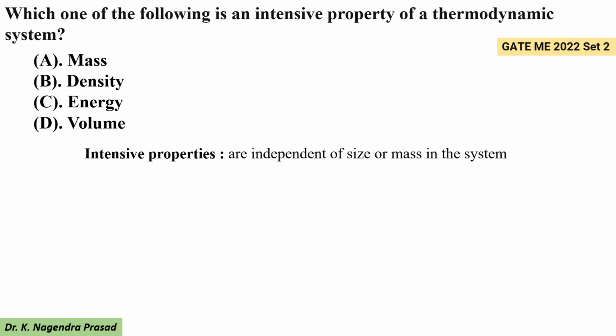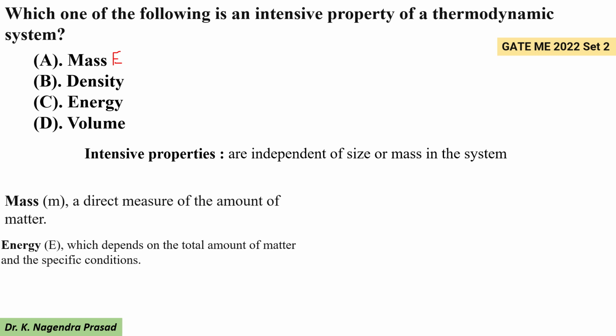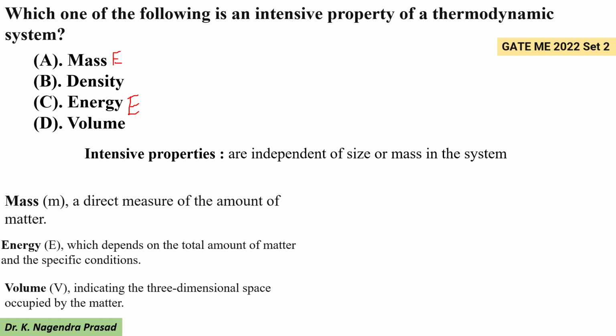We know that intensive properties are independent of size or mass in the system. Mass is a direct measurement of the amount of matter, so it is an extensive property. Energy depends on the total amount of matter and the specific conditions, so energy also depends on the mass and is an extensive property. Volume indicates the three-dimensional space occupied by the matter, so volume also depends on the mass and is an extensive property.